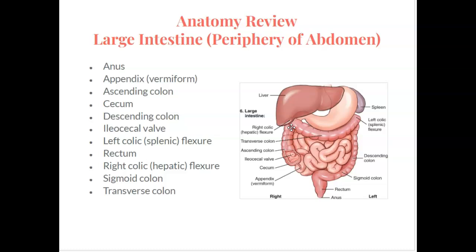It is then going to go into the transverse colon across the body, leading into the left colic flexure or the left splenic flexure, going down the descending colon, which then goes into the sigmoid colon, S-shaped portion of the colon, the rectum, and then the anus.